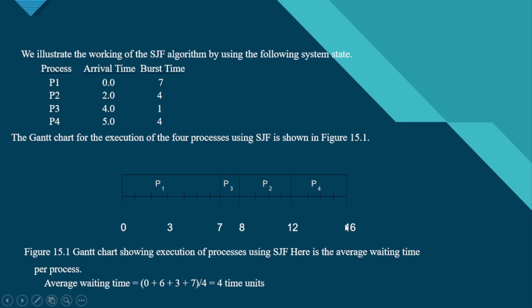To get the average waiting time, we just subtract the arrival time from the start time. The average waiting time is equal to 0 plus 6 plus 3 plus 7, divided by 4, which is equal to 4 time units.